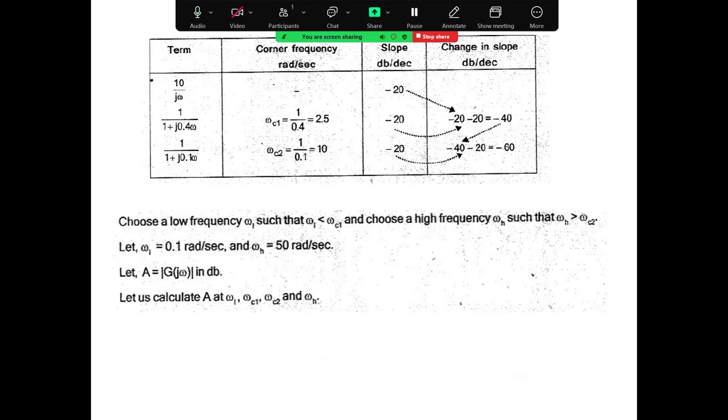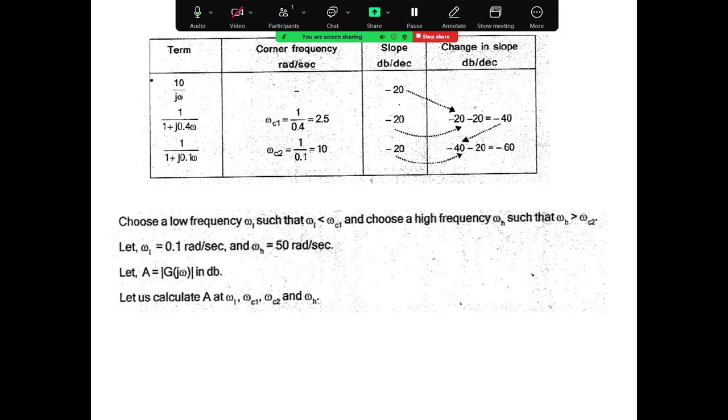Next, which term do we have to assign? The one with 2.5, that is 1 by 1 plus j 0.4 omega. So the corner frequency is 2.5. What is the slope for that first order in the denominator? First order in the denominator also has a slope of minus 20 decibels, right? And the third one, 1 by 1 plus j 0.1 omega. What is the corner frequency? 10. Again, it is a first order denominator factor, so the slope is minus 20 decibels, right?